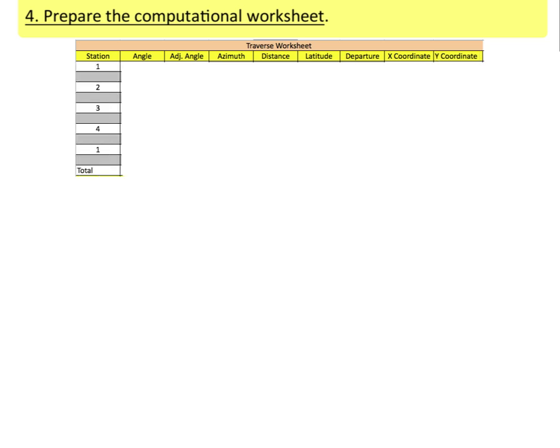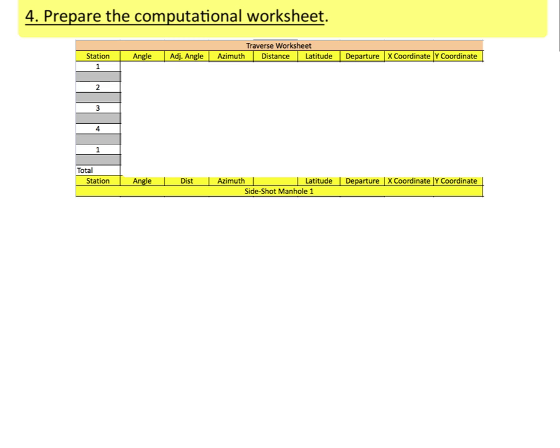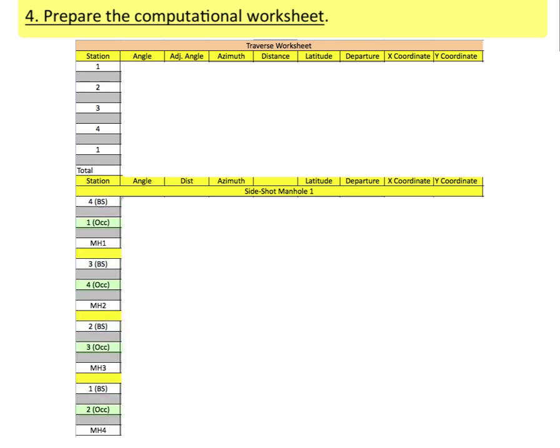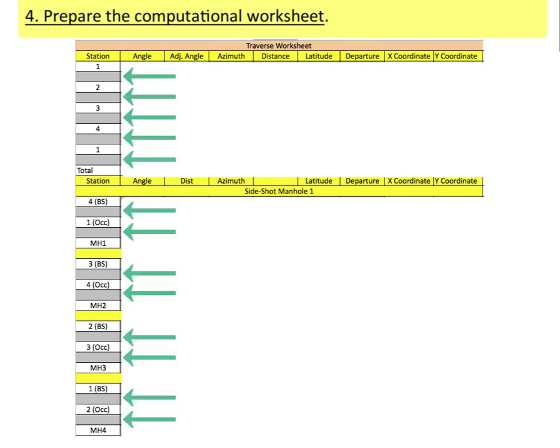A computational sheet that is used in this example will have the following headings: station, angles, adjusted angles, azimuth, distance, latitude, departure, x-coordinate, and y-coordinate. The traverse stations are listed in sequential order, with the first station listed again at the end. Following that listing, the side shot stations are listed beginning with the backsight station, occupied station, and manhole. To avoid crowding the numbers on the worksheet, skip a row between the data entries.